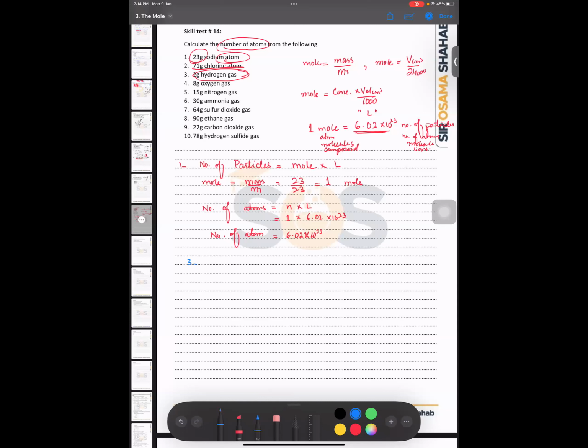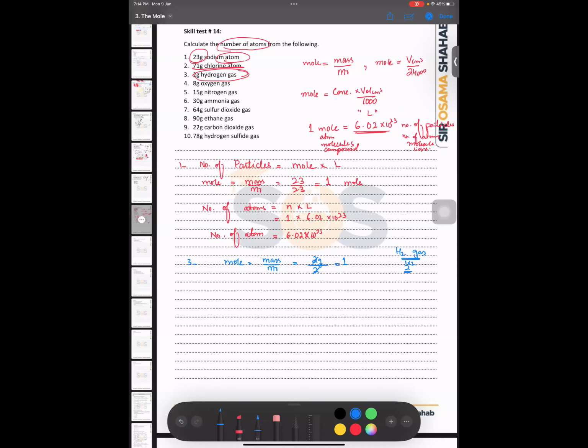If you talk about the third one, bacho, just look over there. It is 2 grams of hydrogen gas. Hydrogen gas is a molecule. So first of all, we must have moles for this. We can find out moles by mass over Mr. And we know that hydrogen gas is H2. The mass is 2 grams, and the Mr of hydrogen gas is also 2 because it is 1 into 2. So 2 over 2 gives the number of moles as 1 mole of hydrogen gas.